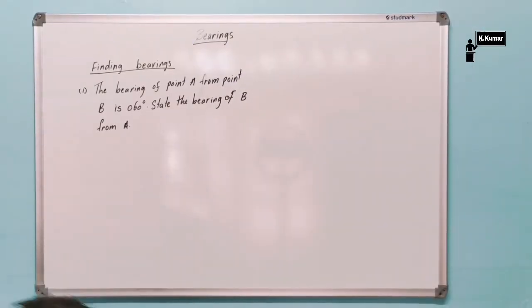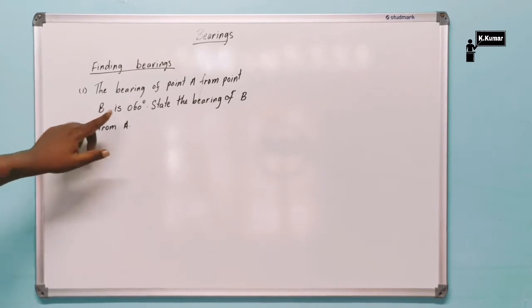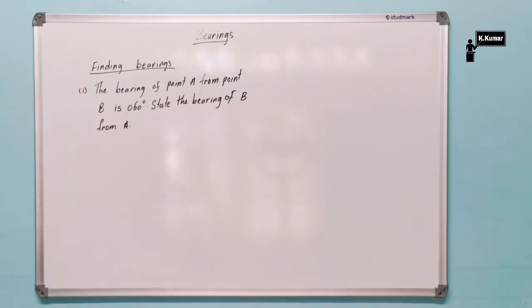Now we're going to look at some basic calculation and finding bearings. Now you have the bearing of point A from B is 060 degrees. State the bearing of B from A. So the first thing we have to do is we have to draw this diagram.